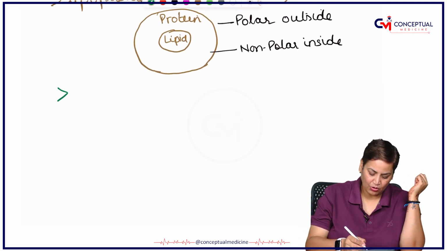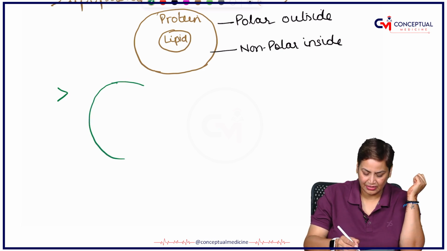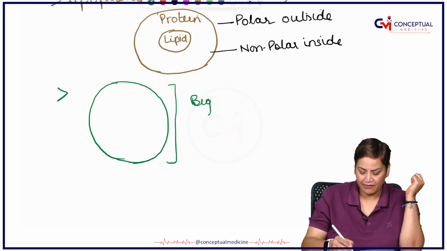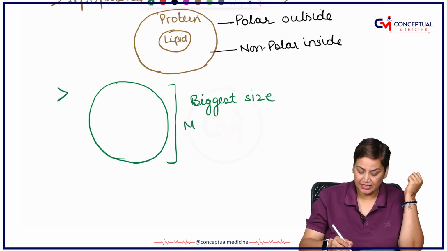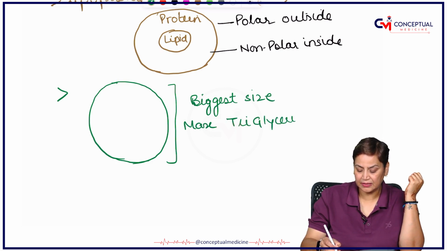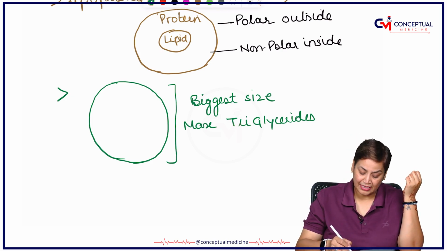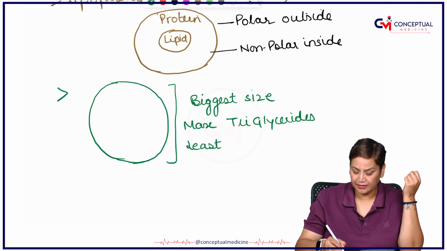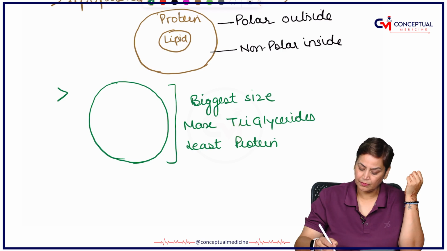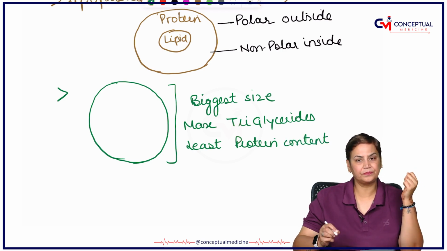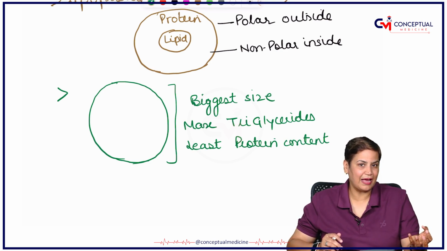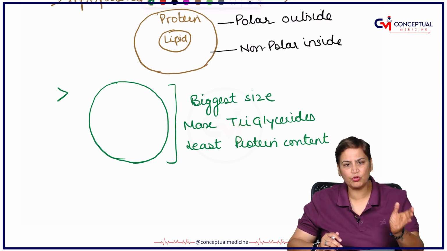Now coming to the chylomicrons, these are the largest among the lipoproteins. If we talk about the size of chylomicrons, they are the biggest. Why? Because they have maximum TGs, maximum triglycerides. If it has maximum fat content, automatically the protein content will be least. As simple as that. Because they are laden with fats, only a small amount of protein will be required just to push them.